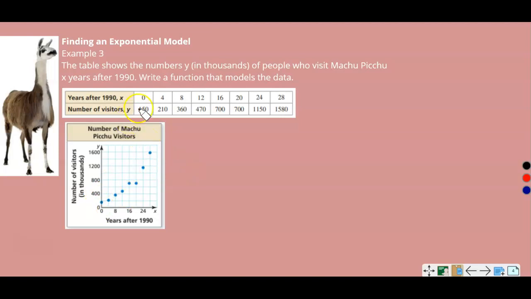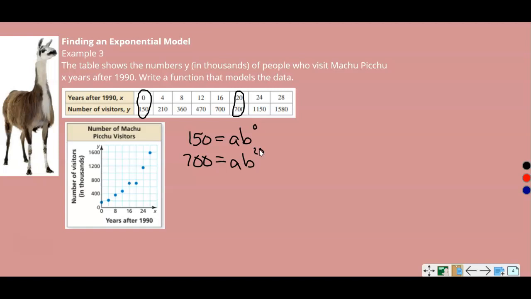So we're going to choose a couple points. Let's choose (0, 150) and (20, 700). Those are easy points to calculate. So we're going to do the same thing we did a minute ago. We're going to put these in our function. So we have 150 equals a, b to the 0 power. And then we're going to have 700 equals a, b to the 20th power. Now, we're going to solve for a and b, and then that will give us our exponential model.